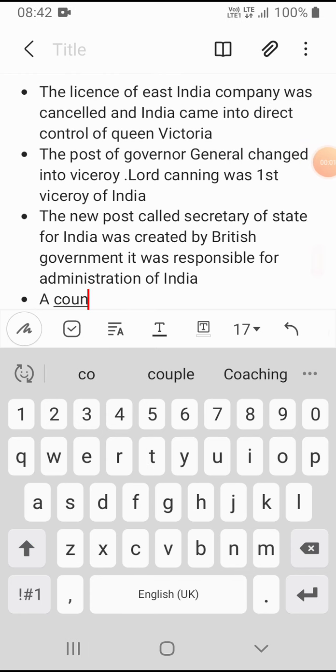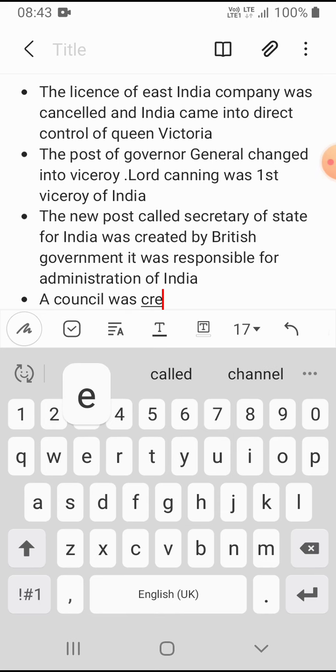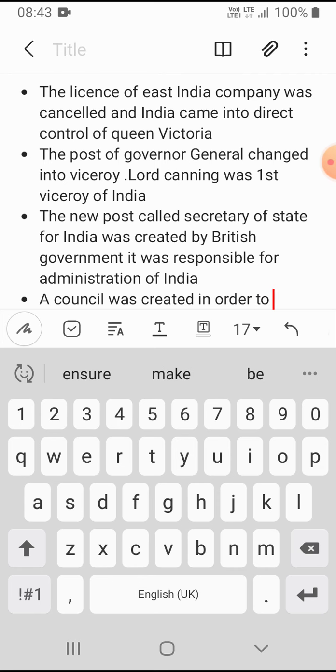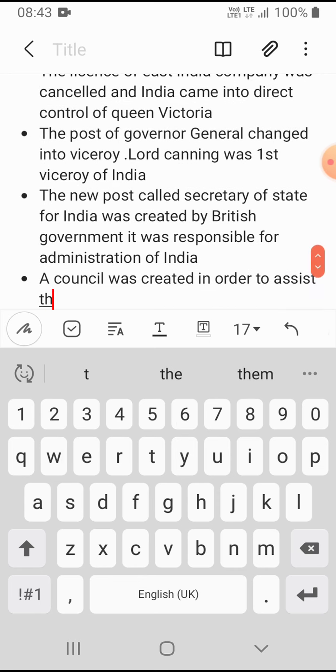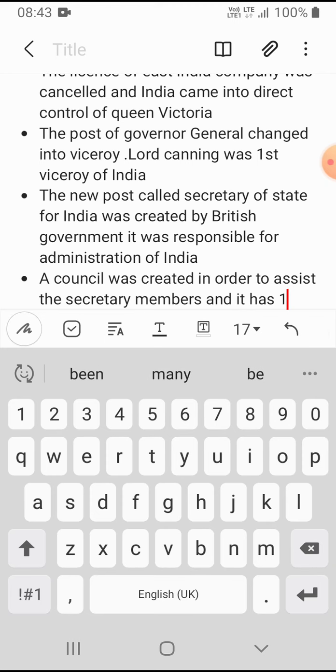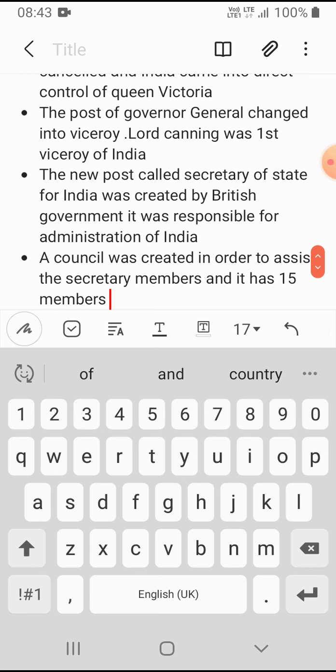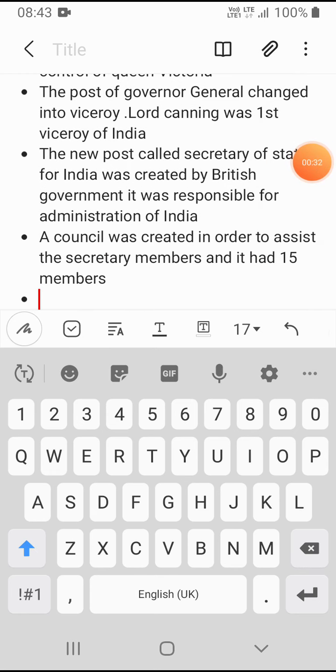A council was created in order to assist the Secretary, with members to assist them. The council had 15 members.